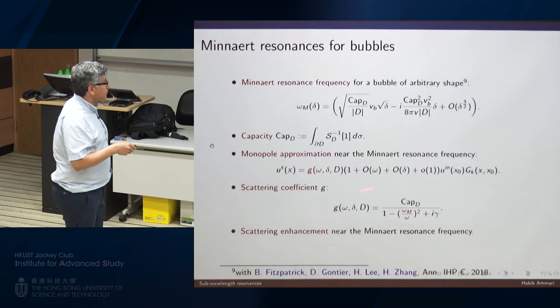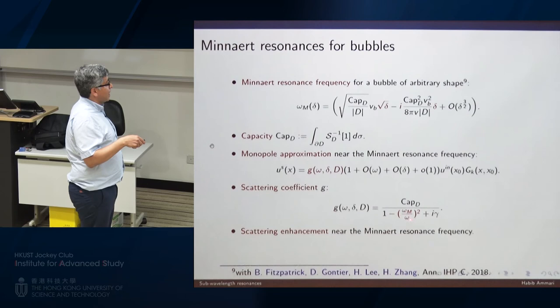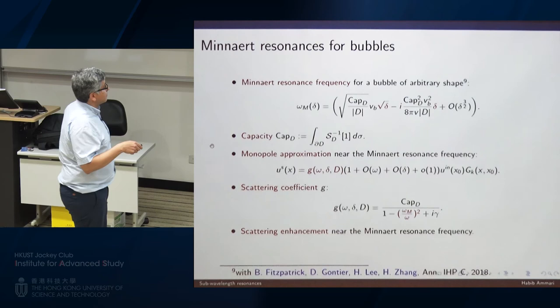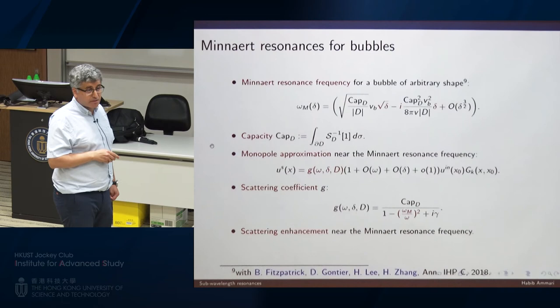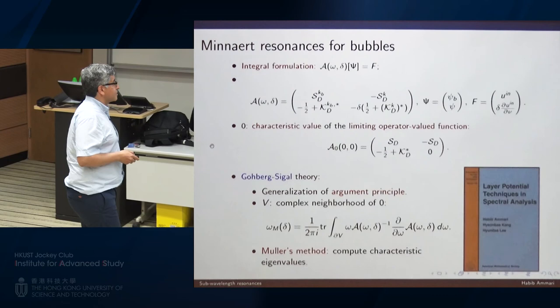And this scattering coefficient is the capacity over 1 minus omega m over omega squared, plus some imaginary part. We have a formula for this imaginary part here, like this one. As omega goes close to omega m, the G is very large, so your scattering is very large. So this is a very strong scattering at or near the Minnaert resonance.